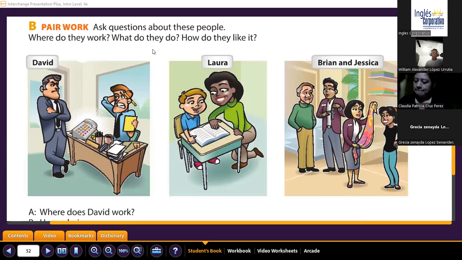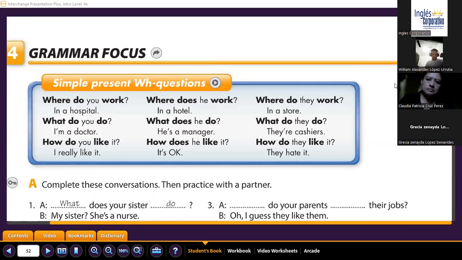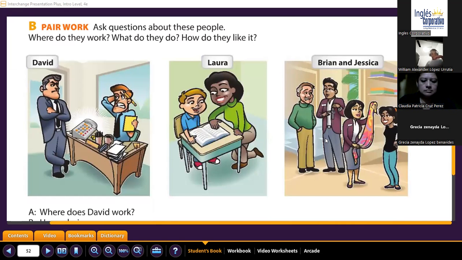Where does you work? In this case, is where do they? Because, Grecia, we're talking about Brian and Jessica, right? Esas son las tres preguntas que va a hacer. Where do they work? What do they do? And how do they like it? Estas tres va a hacer, ¿ok? Where do they work? Excelente.